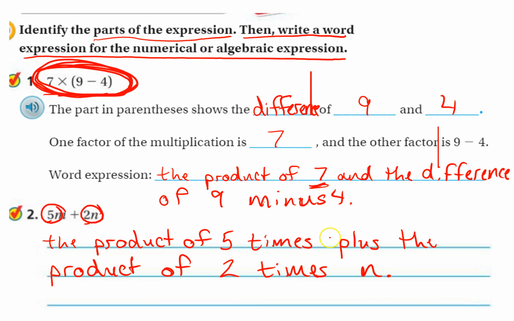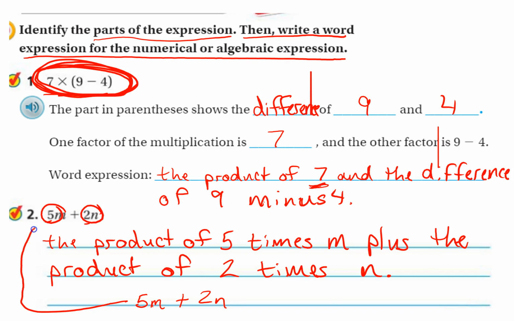Oh, see, good thing I did that. I didn't say the m part. The product of 5 times m, so 5 times m, or I can write that as 5m, plus, so I'm going to use a plus sign, the product, so I know I'm multiplying. What am I multiplying? 2 times n, 2n. And yet, when I read it and write it back out, I get right back to the same expression. So I know I've written it in word form correctly.